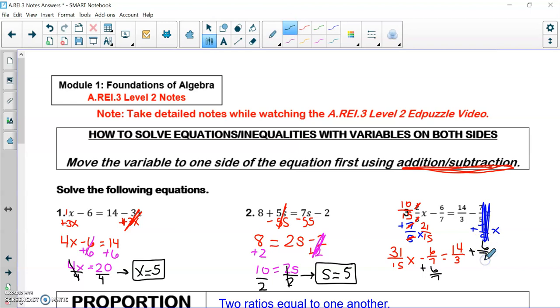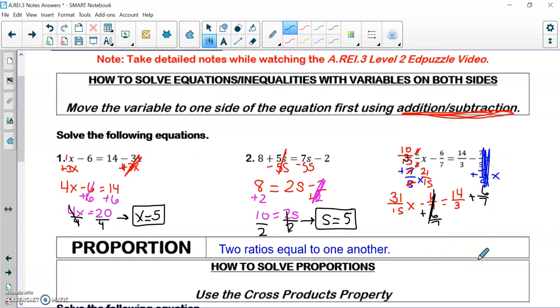And I need to find a common denominator between those 2 numbers now, which I'm going to end up with a 31/15x on the left side, and then on the right side, between a denominator of 3 and a denominator of 7, what I can do is I can get a denominator of 21. To get a denominator of 21 on a 14/3, I need to multiply my numerator and denominator by 7. So 14 times a 7 is a 98. So I have a 98 over a 21.